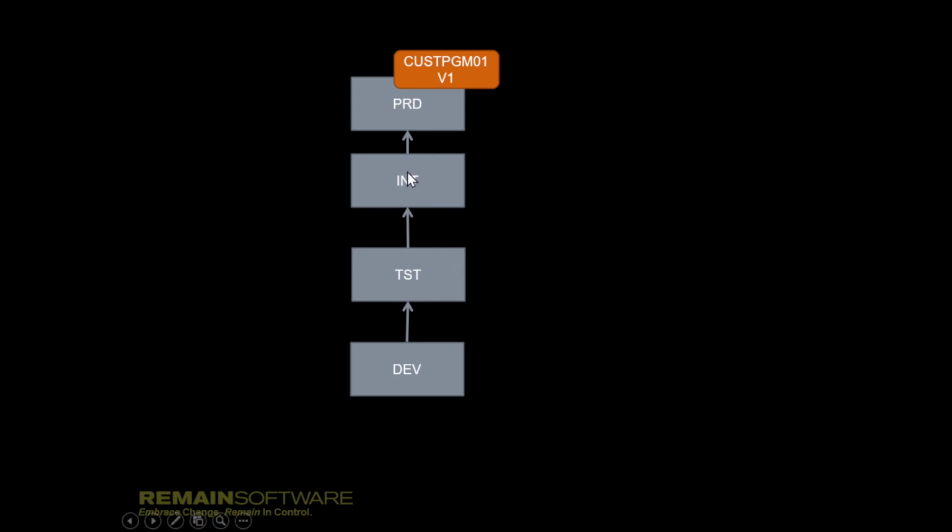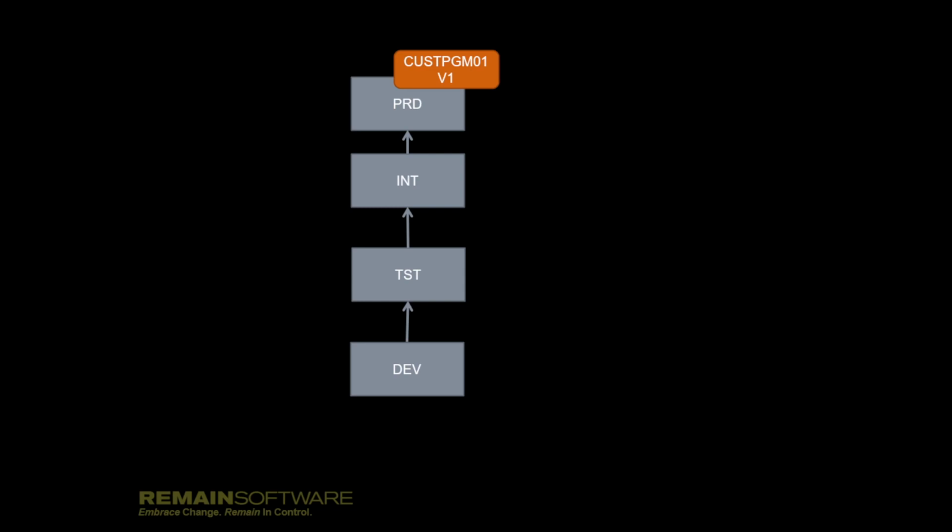We have development, test, integration, and production, and here we have a program in production with V1. V1 means that it has been pushed through the cycle one time. V2, V3, V4, the name says it, those have been changed 3, 4, 5, or even more times. So that is the version number, the current version number of the program.